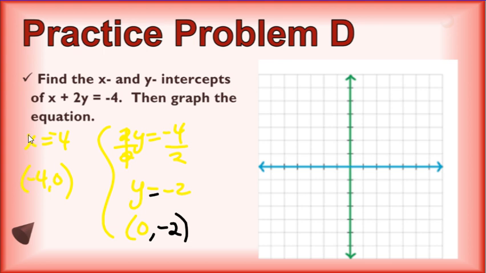So again, count by 2's on our axes. We got 0, -4. We have 0, -2. Draw our line. There's our graph.